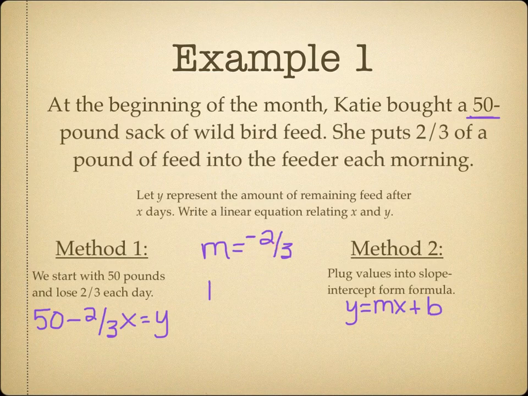My y-intercept would be that initial value, which is 50. And that's positive 50 because I'm starting with 50 positive pounds. So my equation would look like this. Y equals, my m I said was negative 2/3, x plus 50. So again, it doesn't matter to me whether you think about it this way or this way. These equations actually say the exact same thing. Either one of those is totally fine by me.